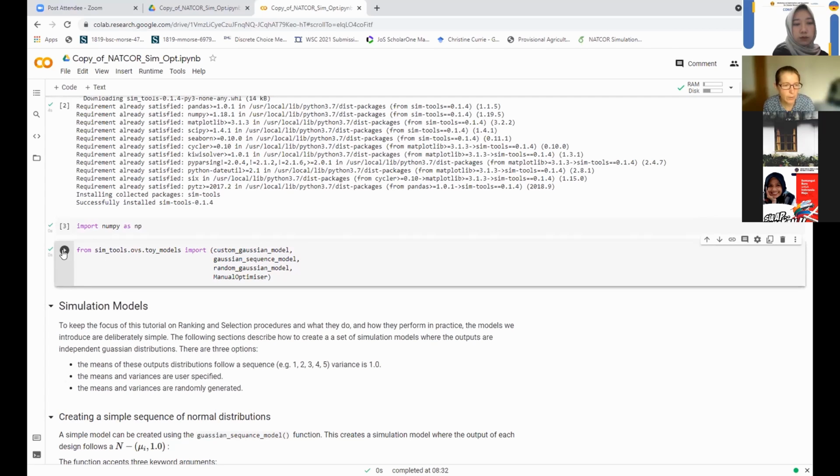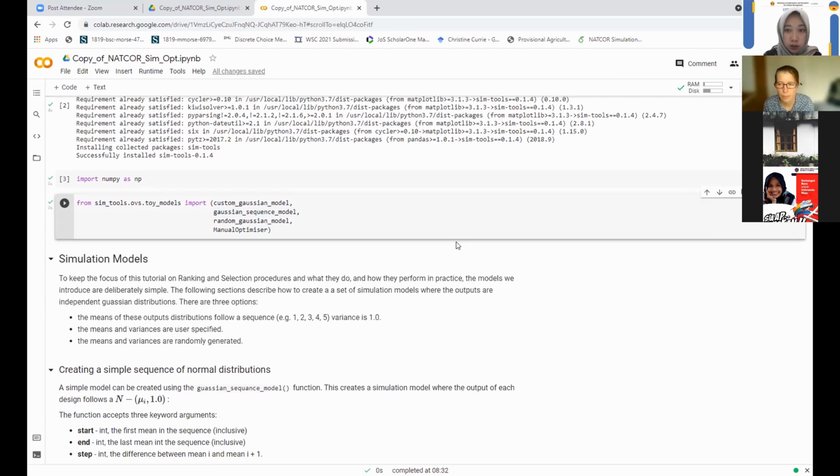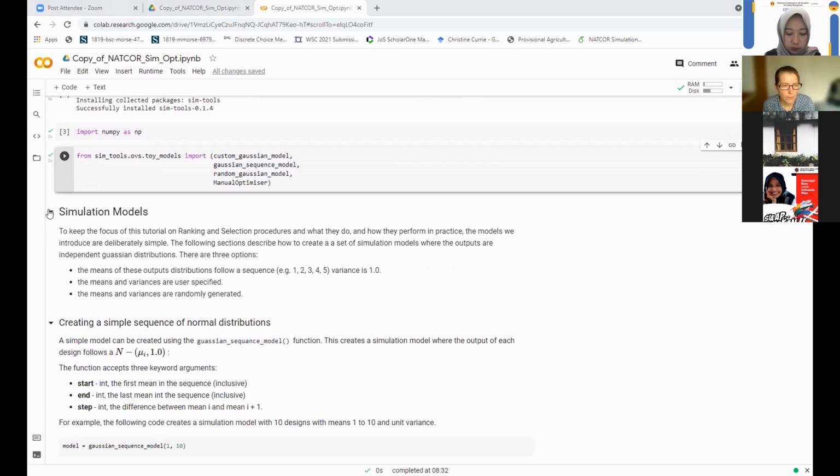What we're doing at this point is introducing what we call some toy models, and we'll talk about these models in just a moment. Essentially they're models we're going to use to test out the simulation optimization. As I say here, we're not looking at generating any particularly complicated simulation models. We're instead looking at creating models that we can understand, and so we can then really get into what the optimization methods are doing.